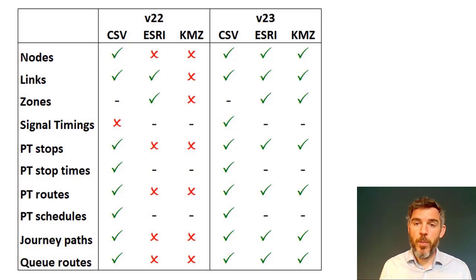Now the table in front of you just shows you the changes from version 22 to version 23, and you can see how much more there is in version 23 in terms of the exporting of this network data, particularly the Esri shapefile format and the KMZ format, where we've got many more options of data exporting than we previously had in version 22. And you can also see the signal timings, which we mentioned earlier.